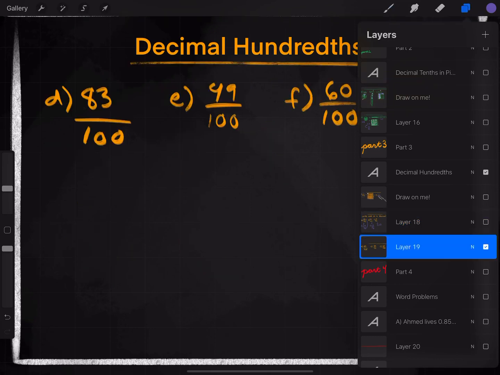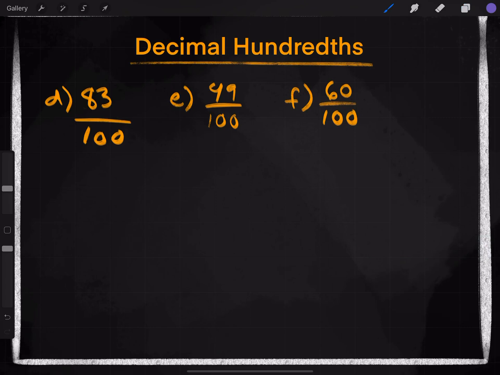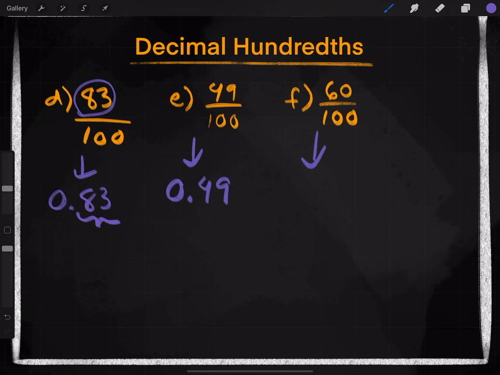All right, and for one more round of decimal hundredths, you can actually go ahead and try this and then pause the video. For this, we'd write 0.83, because this part is the top of our hundredths fraction. For this part, I'd write 0.49, and for this last part, I'd write 0.60. That's actually equal to 0.6.